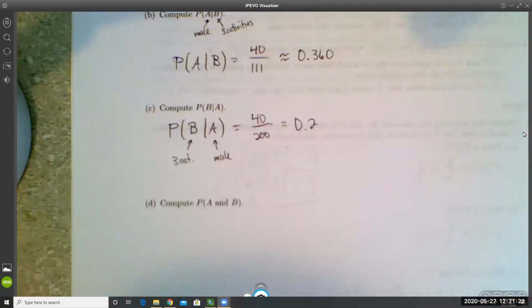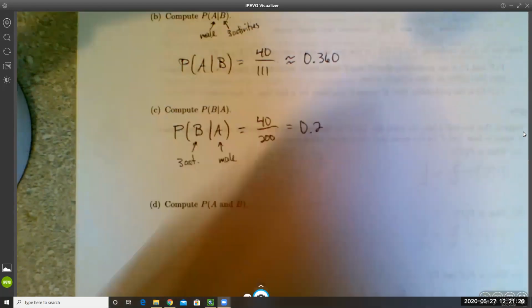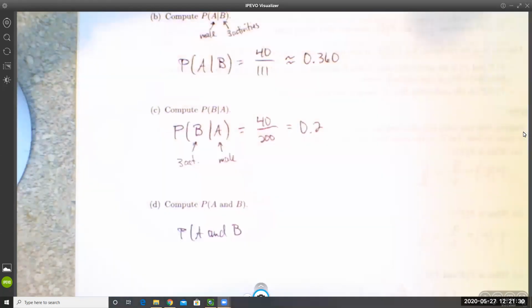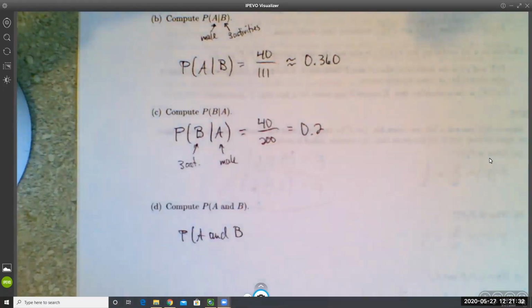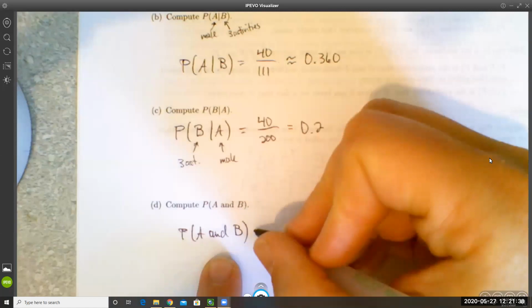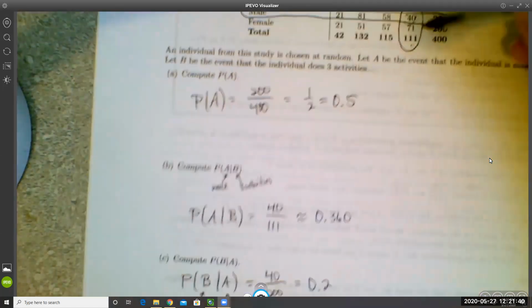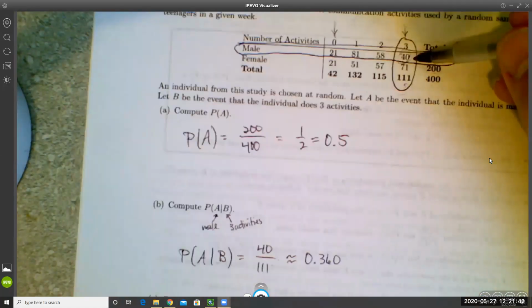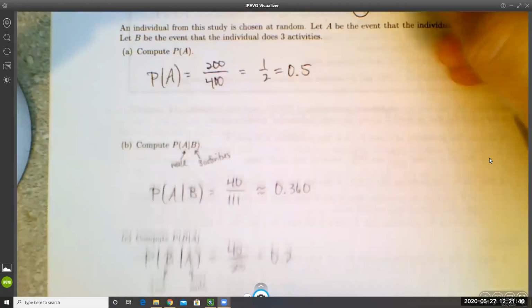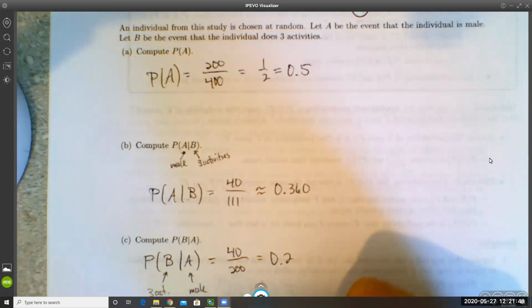Okay, in part D, compute the probability of A and B. Uh-oh, train's coming. I'm going to mute as soon as they start honking their horn. Probability of A and B. Well, there were 40 individuals in this study who were both male and did 3 activities, out of 400 individuals in total.